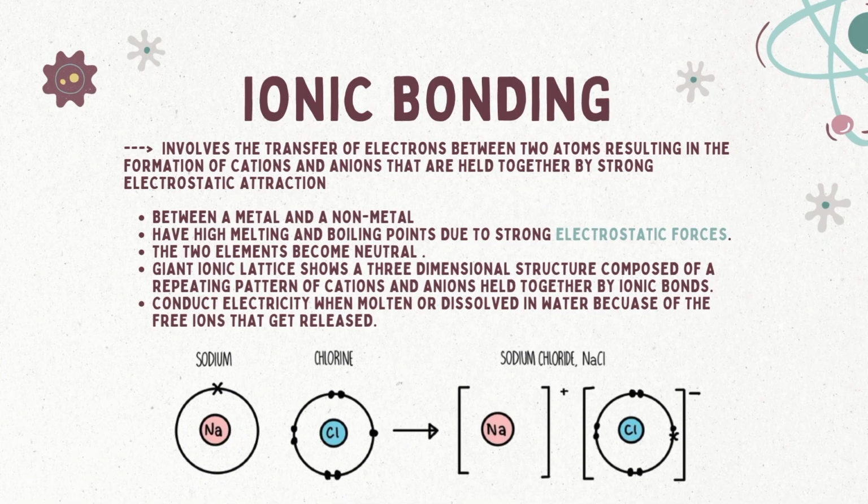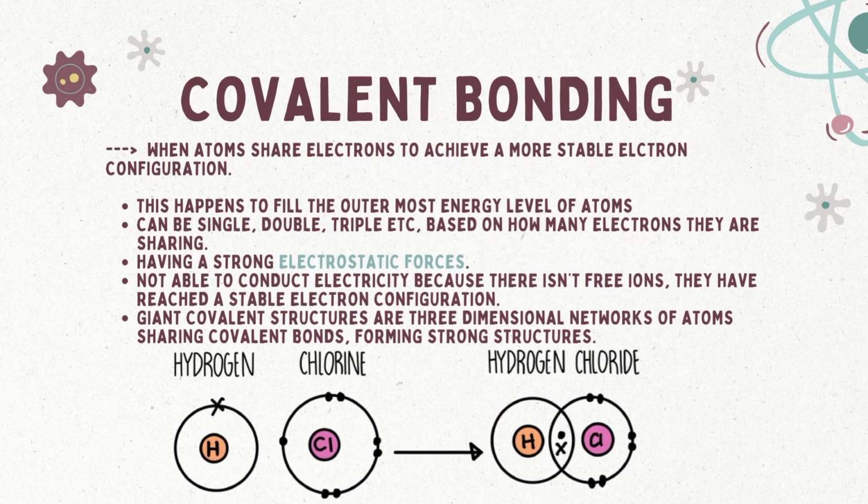So here we've got an example of sodium and chlorine, sodium being a metal and chlorine being a non-metal. Sodium has 1 electron in the outer shell, chlorine has 7 electrons in the outer shell. So by sodium giving 1 electron to chlorine, they both achieve a stable electron configuration. Covalent bonding is when atoms share electrons to achieve a more stable electron configuration. This happens to fill the outermost energy level of atoms, and can be single, double, triple, etc.